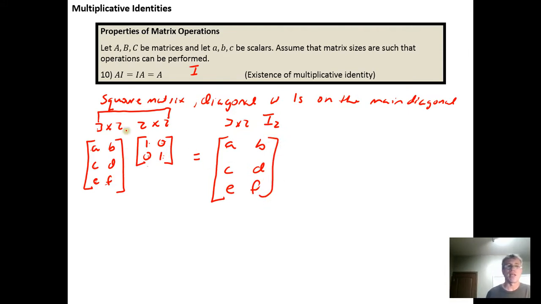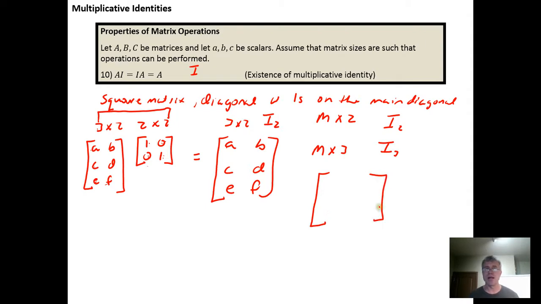So we can see that multiplying by this 2 by 2 identity matrix preserved the identity of the original matrix under multiplication. So in general, any M by 2 matrix, this I2 matrix will be the identity matrix under multiplication for any M by 2 matrix. If we have an M by 3 matrix, then we need I3. We need the identity matrix that is the 3 by 3 diagonal matrix that has all ones on the main diagonal and zeros in every other position.